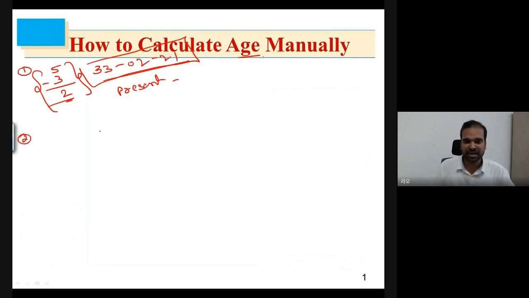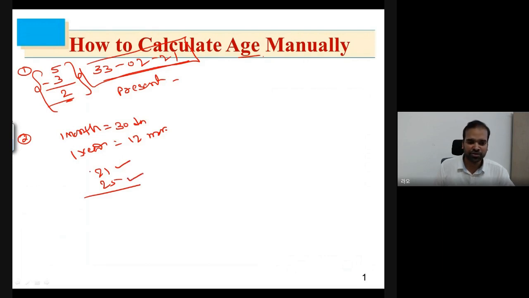The second thing, sometimes we need to borrow from the previous value. For example, you know 1 month equals what? Let us consider 1 month equals 30 days, and 1 year equals how many months? 12 months. Suppose 21 is my date and 25 is the date I'm subtracting. As you know, you cannot subtract 25 from 21 because 21 is the lower value and 25 is the higher value. So in this situation, you need to borrow from the previous value. The previous value will be month. So you need to borrow a month to the date.